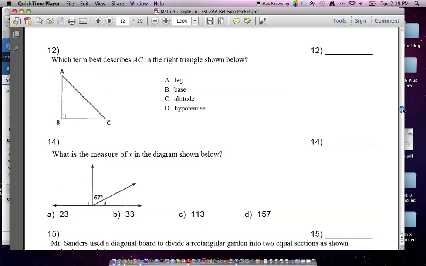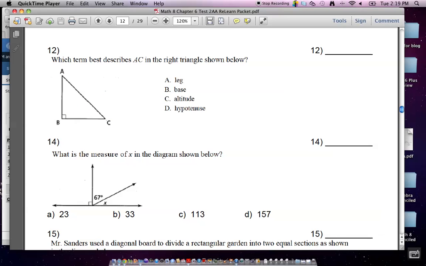Now we'll go to number 12. Which term best describes AC in the triangle below? Well, the right triangle. Whenever I see a right triangle, the first thing I want to do is draw a line across from the right angle and label that side the hypotenuse. So AC, well, that is the hypotenuse. That's the side across from the right angle. So we label that the hypotenuse.